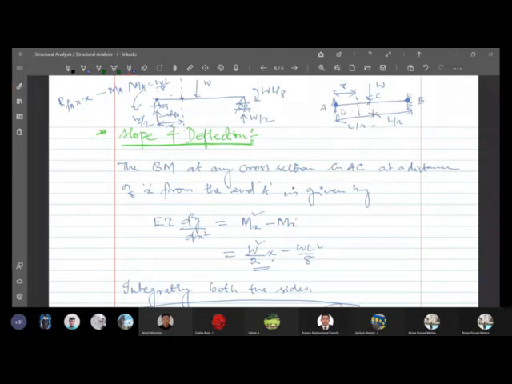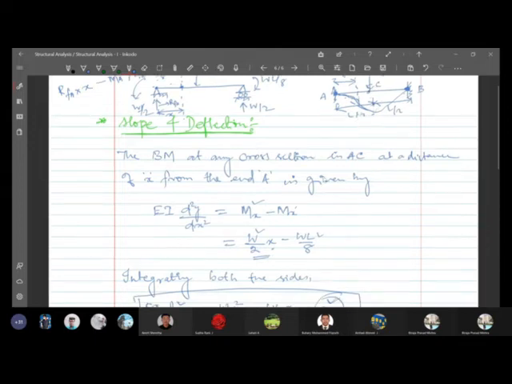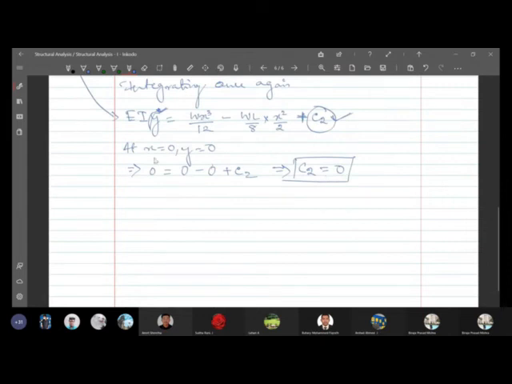Okay, so the maximum deflection at the center, we need to find it out. It means at x equals L by 2. At this point, x equals L by 2, what will be the maximum deflection? Okay, so here we can write the maximum deflection occurs at x equals L by 2.